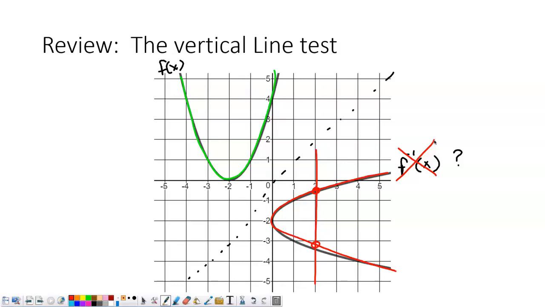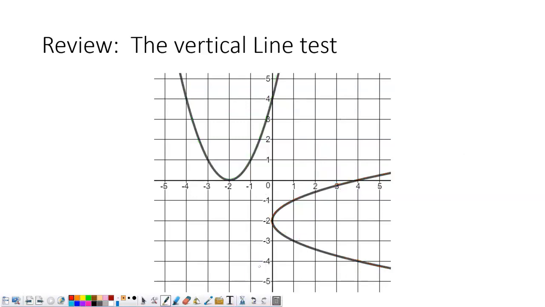A function is where every input has one output. And for this graph that's in red here, an input of 2 has 2 different outputs, here and here. So even though you can draw the picture, technically we would say that it doesn't have an inverse.